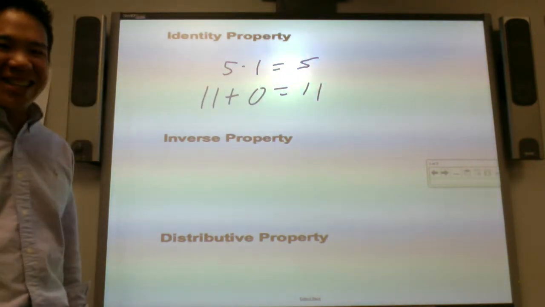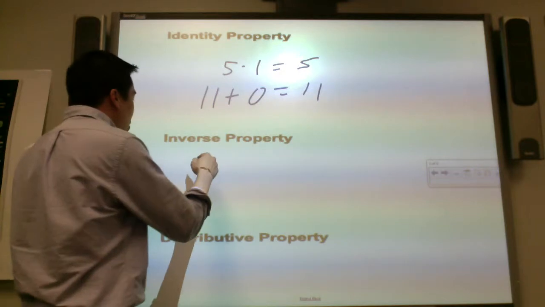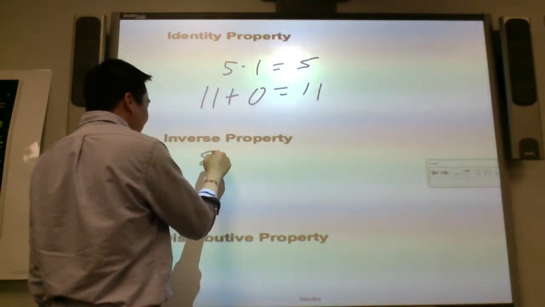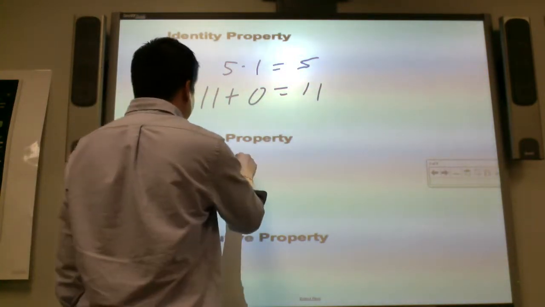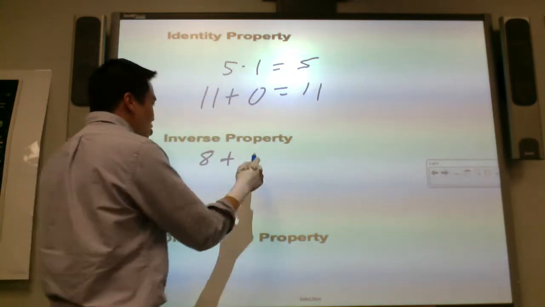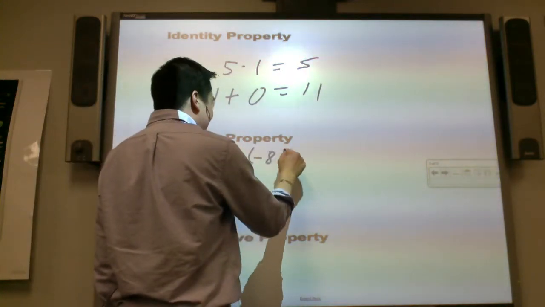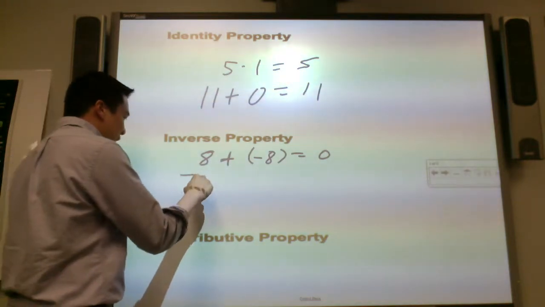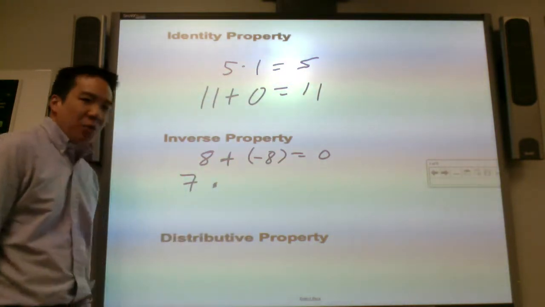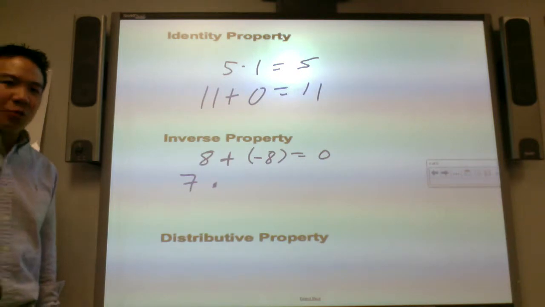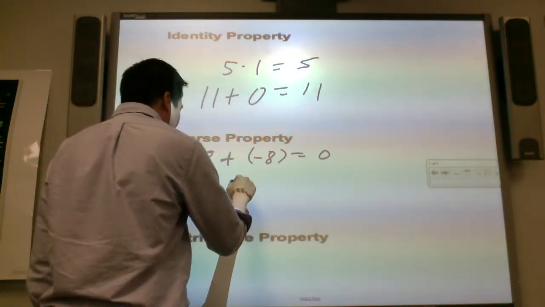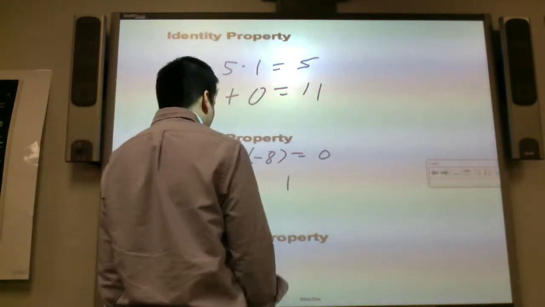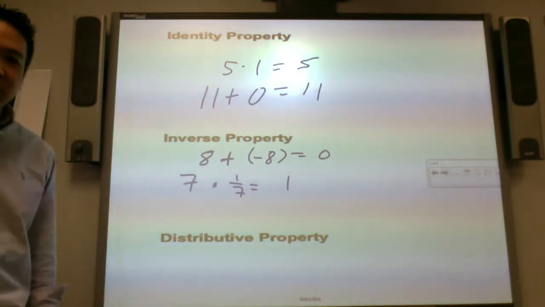Inverse, the way I memorize, is like reverse. So you have 8. What's the reverse of 8? Negative 8. So it's 0. What about 7 times? What can I multiply by 7 to get the reversal of that? The reciprocal, 1/7, and you get 1. And last but not least, you have the distributive property.